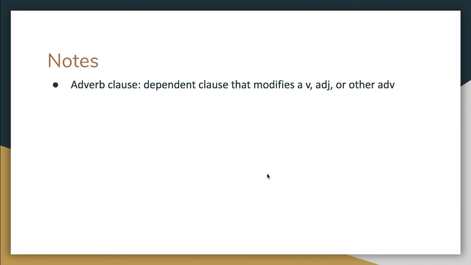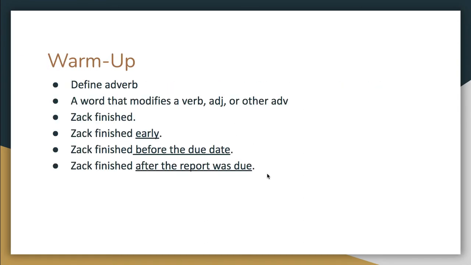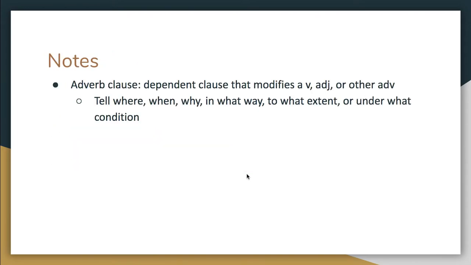I'm going to click back to my last sentence really quickly. It says, after the report was due. It's got a subject and a verb, but it can't stand alone. We need Zach finished because after the report was due cannot stand alone. It is dependent. Okay? So just like any adverbs, they tell where, when, why, in what way, to what extent, or under what condition. You don't need to write this part down. It's in the book, and you should know this by now.